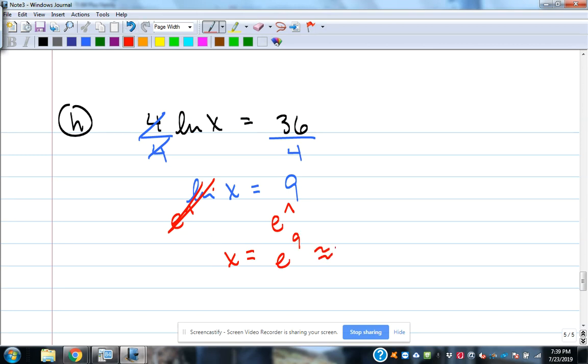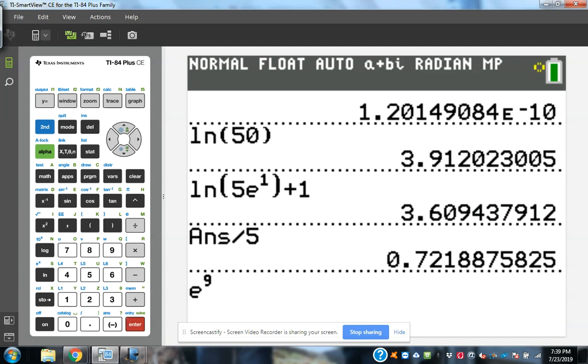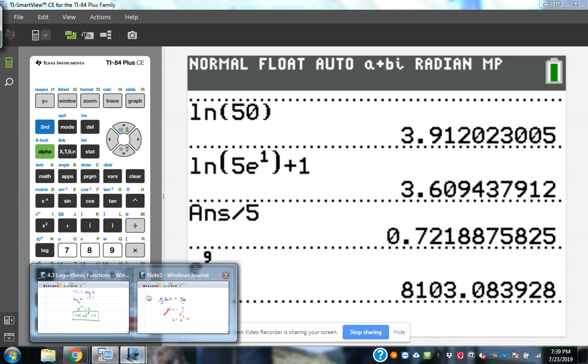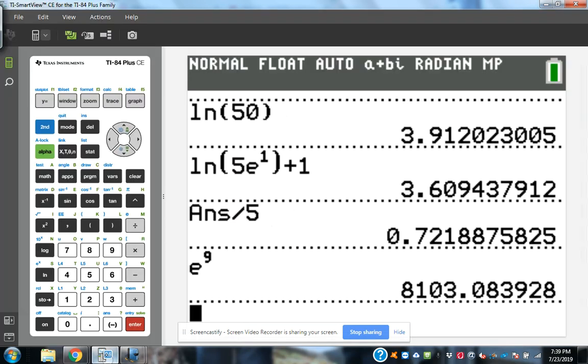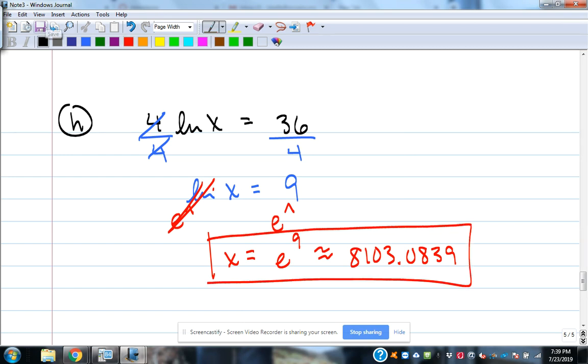And we can get a decimal approximation for e to the 9th power. It's a number. Second, natural log to get the e, put the 9th power on it, enter. 8,103.08393. Just 4 decimal places would be 8,103.0839. So there's our solution. We're going to exponentiate with whatever the base of the log is.